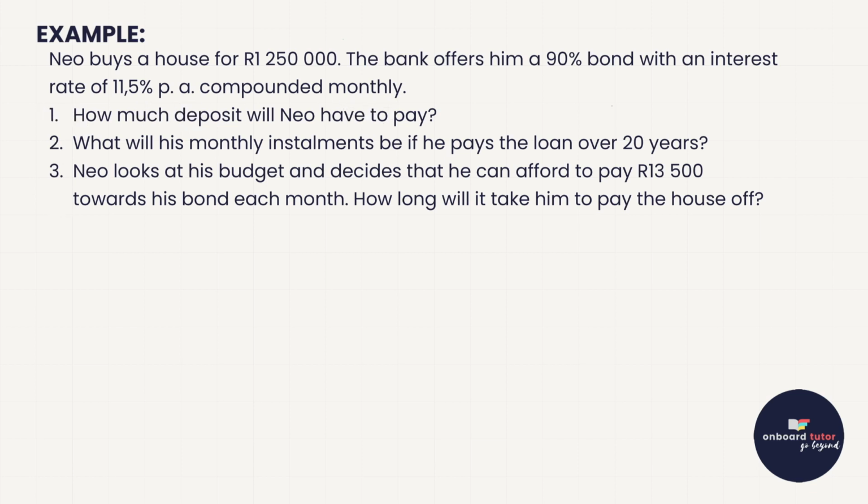And then we've got 3 questions here to answer. How much deposit will Neo have to pay? What will his monthly installments be if he pays the loan over 20 years? And then Neo looks at his budget and decides that he can afford to pay 13,500 rand towards his bond each month.